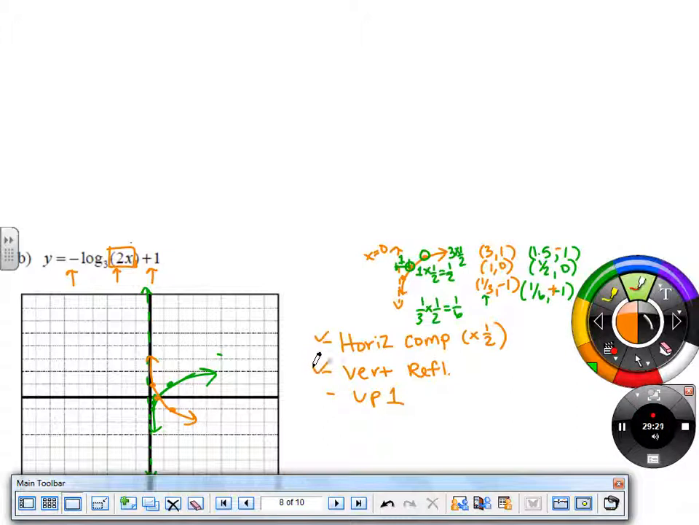We've done this and this. The last thing we have to do is move everything up 1. Now notice that contrary to the exponential graph, moving up and down does not shift the asymptote. Only moving left and right would. So the asymptote stays at x = 0. And moving everything up 1 is going to change all of those y coordinates by 1. So these x coordinates are going to stay. If I could write them properly.